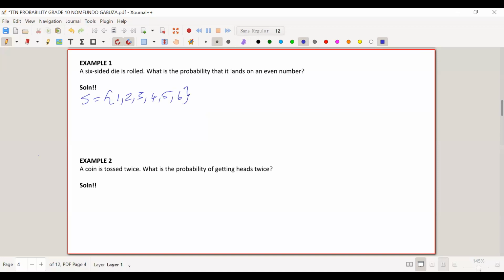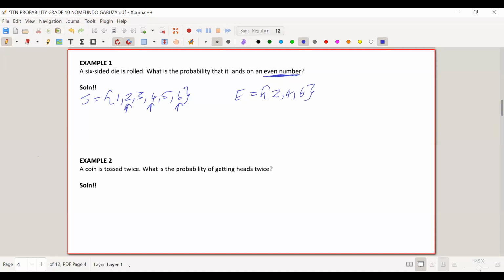So what is the probability that it lands on an even number? Which means our event, we are looking for the even numbers only. So let's call it our E. The event, we are looking at the even numbers. So the even numbers over here are going to be 2, 4, 6. So you can select 2, 4, and 6.